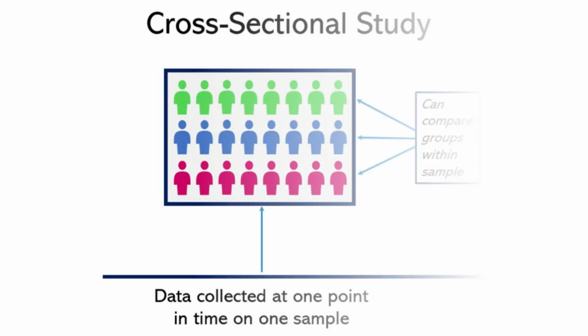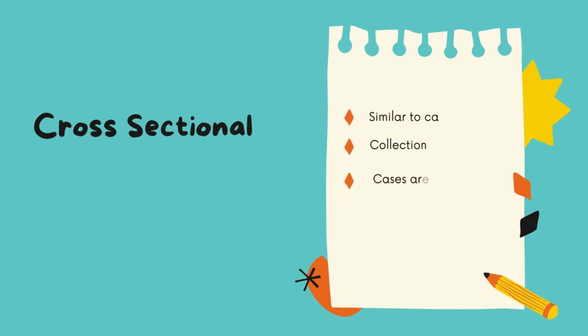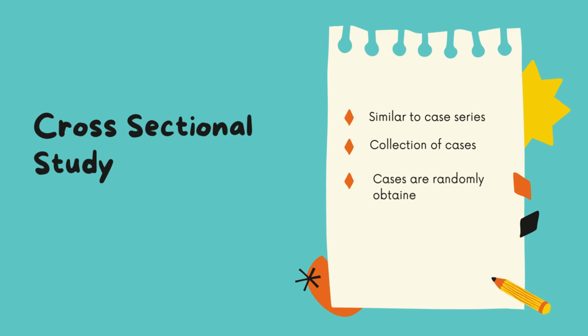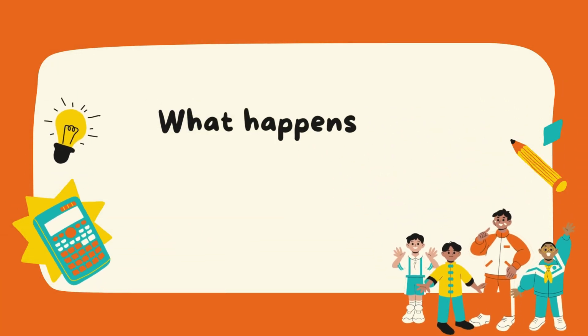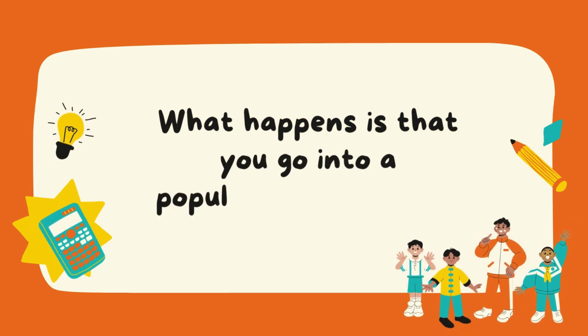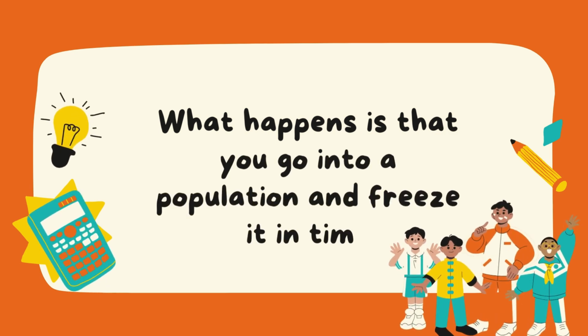When we go a little further, we are going to meet the cross-sectional study. Now this cross-sectional study is also similar to the case series in that it's a collection of cases, although these cases are randomly obtained from a bigger population. Okay, so what happens here is you go into a population and you freeze that population in time.